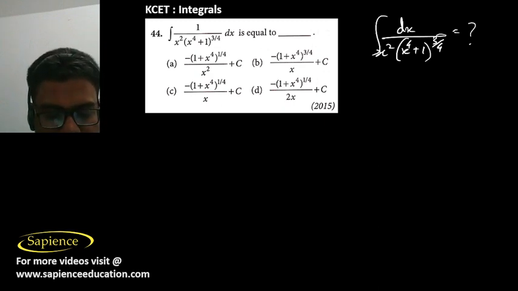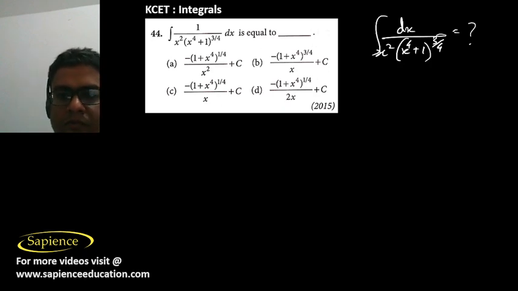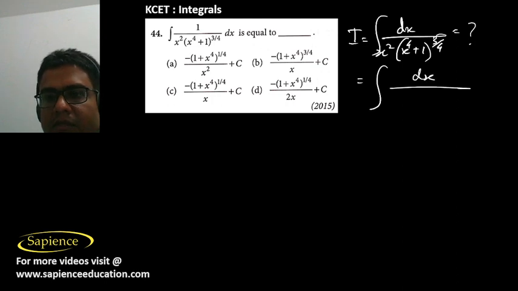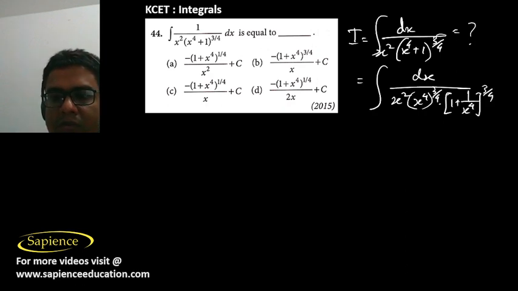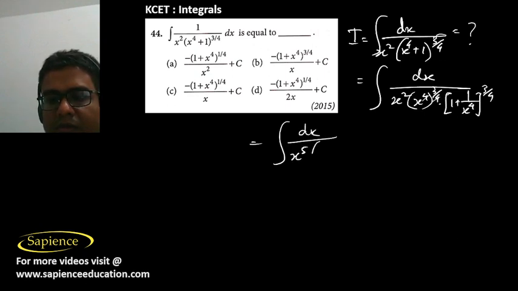So in question number 44, this integral I we can write as integral dx by x square, and from here if I take x power 4 as common outside, then this will be x power 4 whole power 3 by 4 into 1 plus 1 by x power 4 whole power 3 by 4. This will be integral dx by, the 4 cancels, this is x cube, so x cube into x square is x power 5. X power 5 into 1 plus 1 by x power 4 whole power 3 by 4.